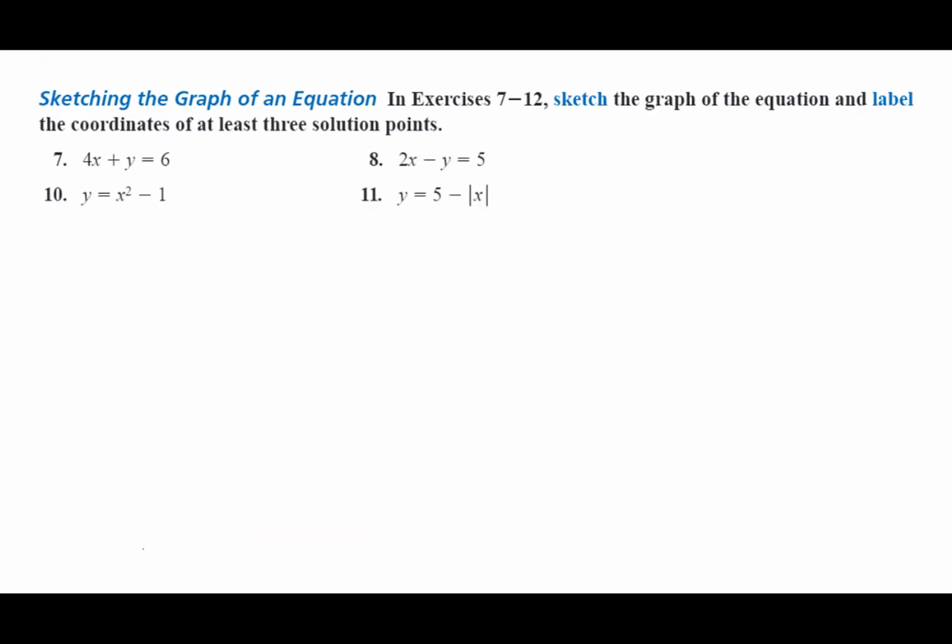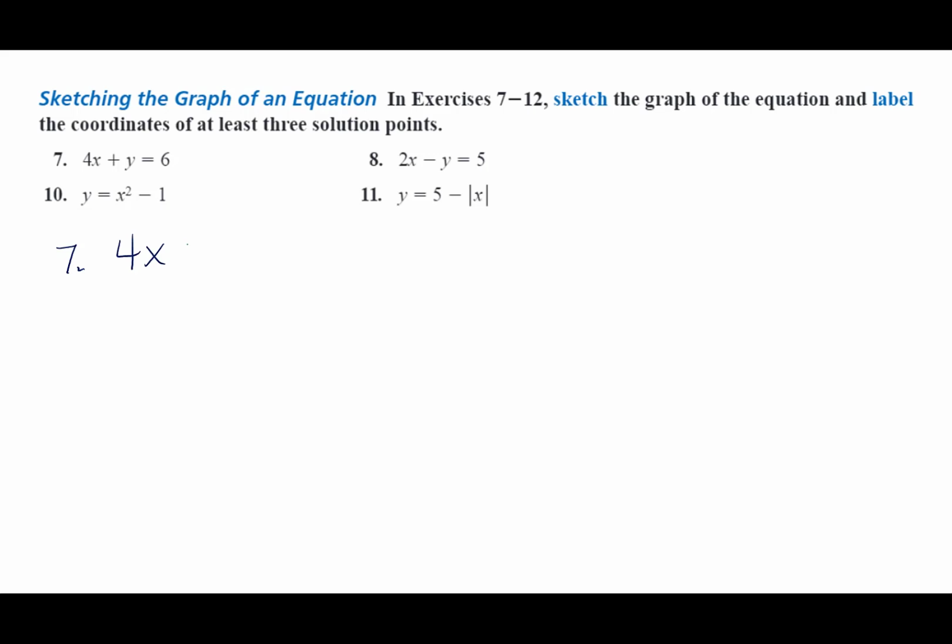I want you to be able to recognize problems like this and know exactly what to do. It says sketch the graph of the equation and label the coordinates of at least 3 solution points, and then it just gives you an equation. And so I just want to make sure that when you see something like this on WebAssign or on an exam, you know exactly how to generate coordinate pairs that go along with the particular equation that you're working with. So let's take a look at 7.